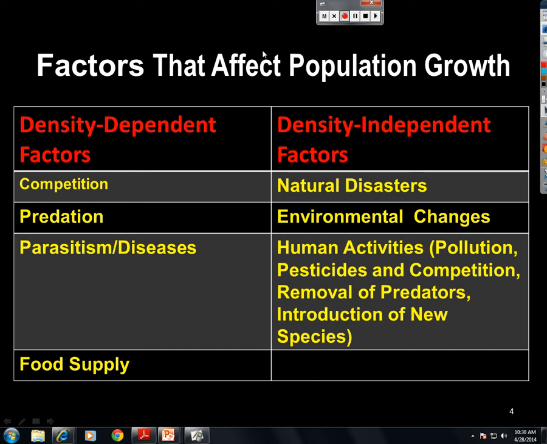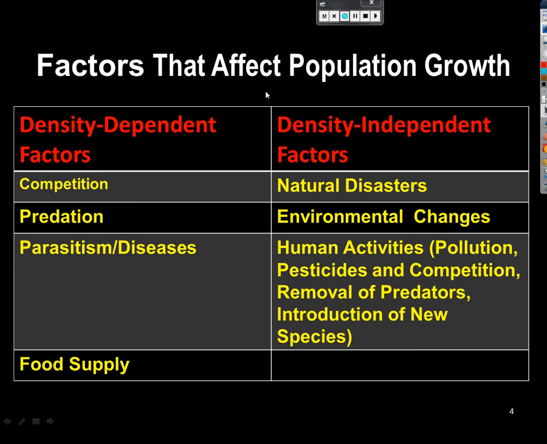So anyway, those are the differences between density-dependent factors and density-independent. These factors would have an effect on the growth of a population, but have nothing to do with the density of the population, the number of the population.